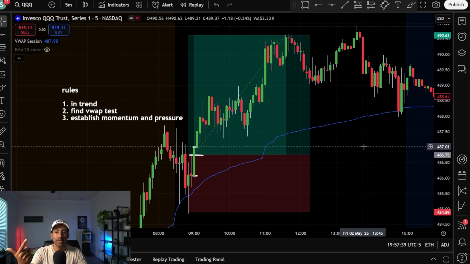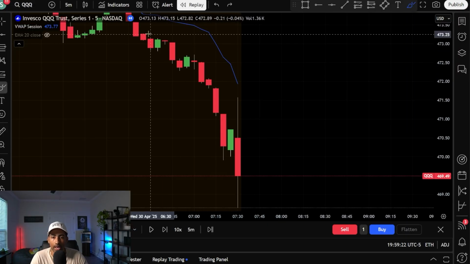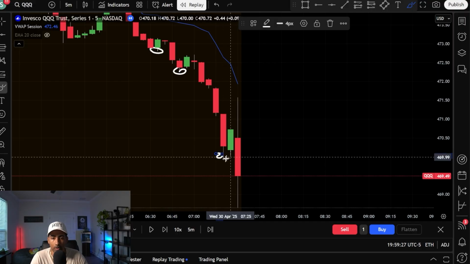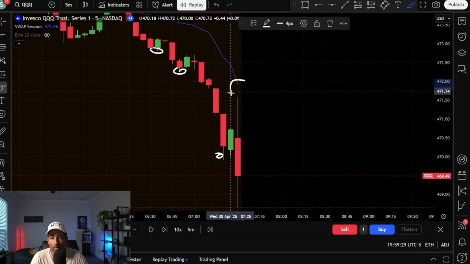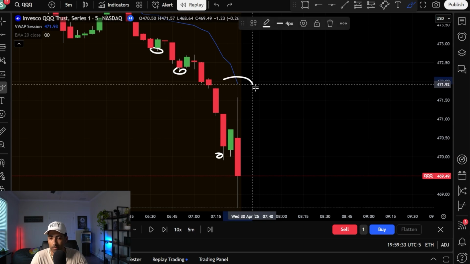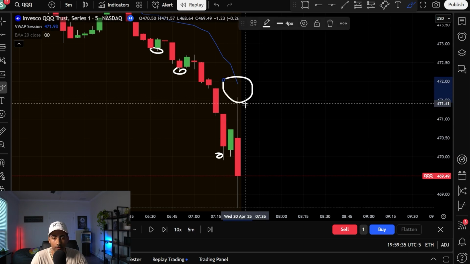Remember, always be in trend. Always find a VWAP test and establish momentum and pressure before entering your position. So here's example number 1. As we're coming down here in a very clear downtrend, you can see we're making new lows over and over again. We then fail and we come up to try and test VWAP here. Look at how quickly we pretty much invalidate this move and look to flip to the other side.